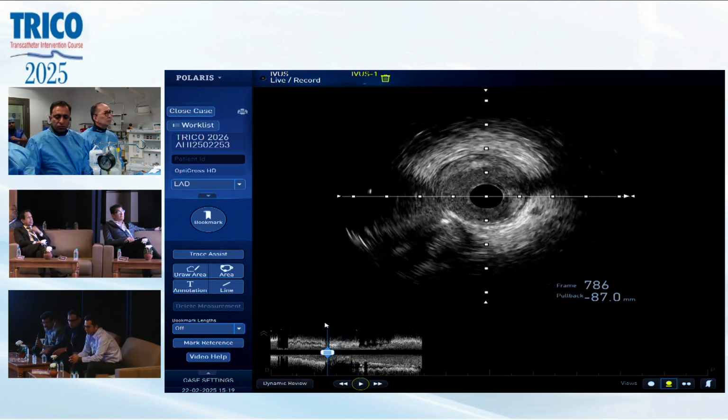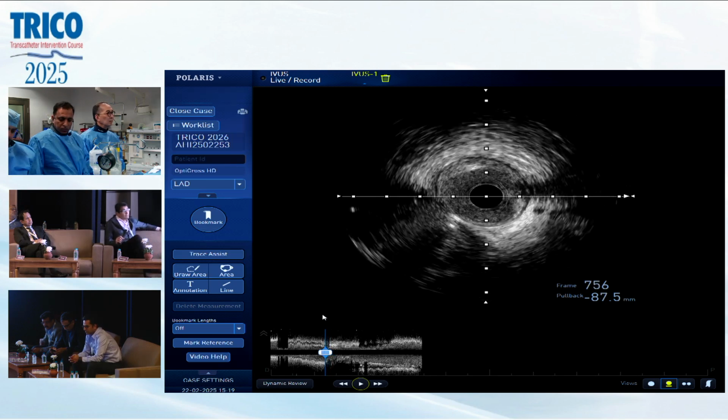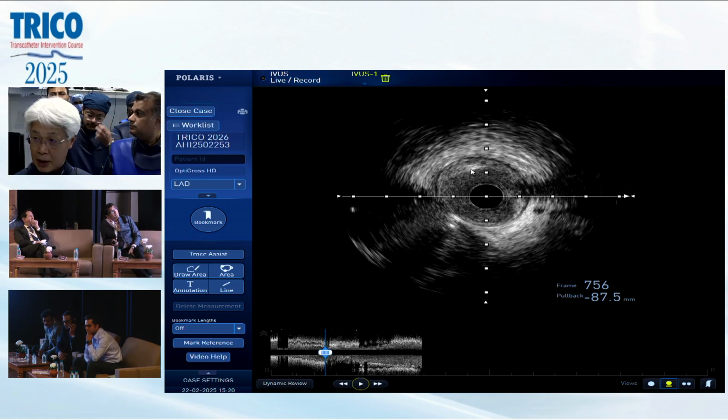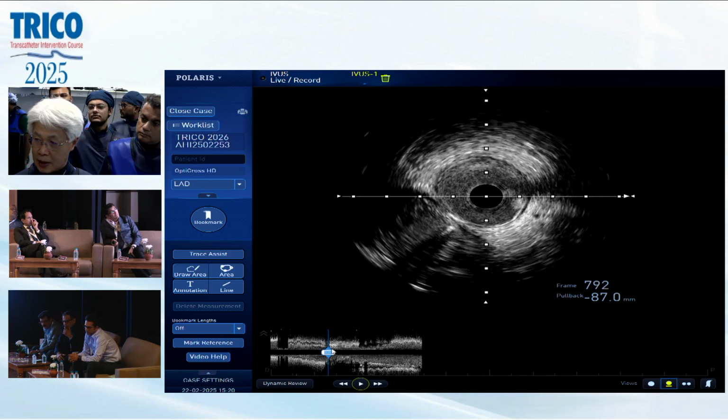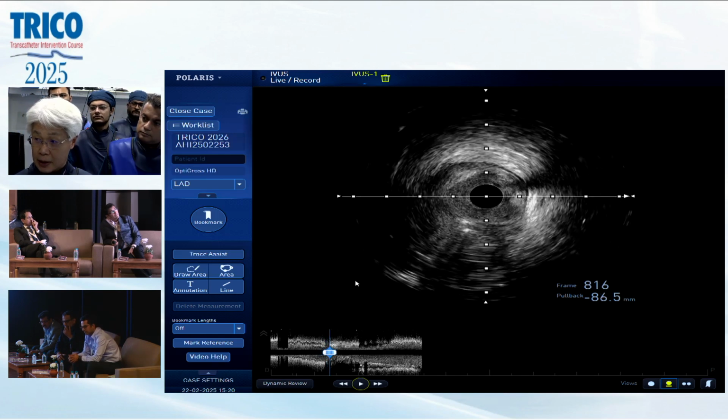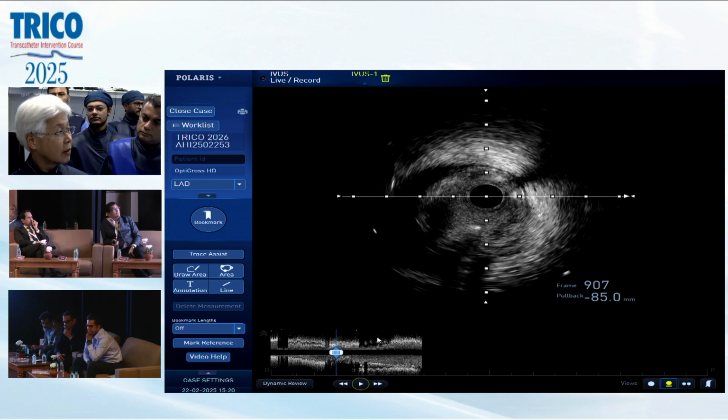Back to the bifurcation here. You can see the wire in the LAD. And then this is the bifurcation, just the opposite side of the LAD. A small amount of atherosclerosis just here, but no real disease. But lots of disease in the LAD, just after the bifurcation. But it might be better to check by IVUS in the LAD. Yeah, I'm doing it.